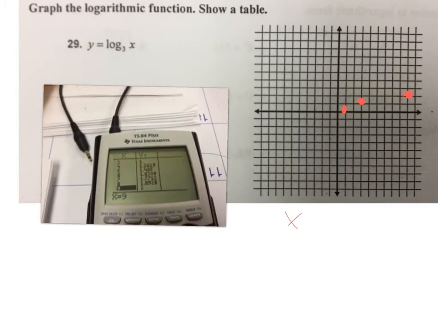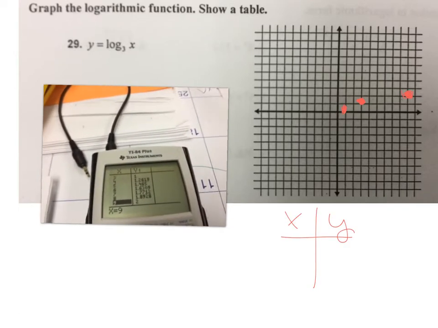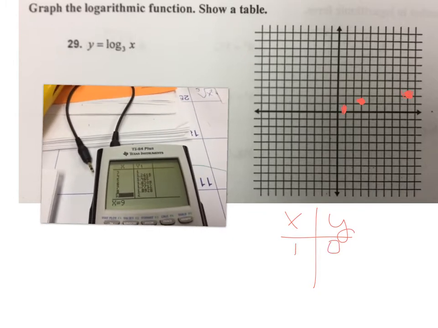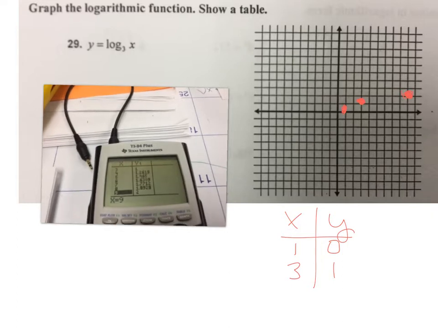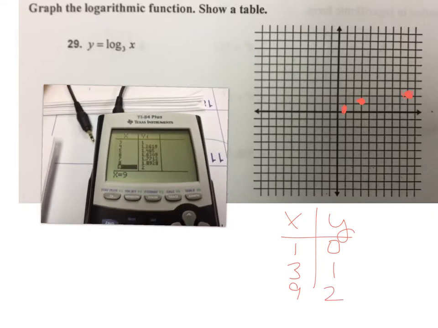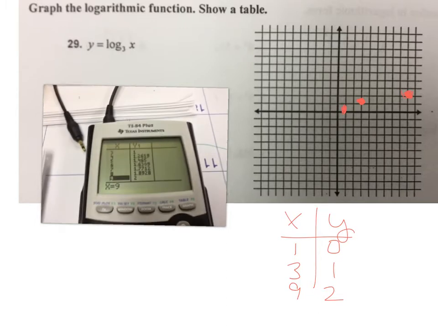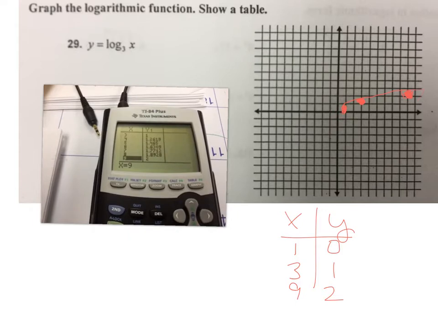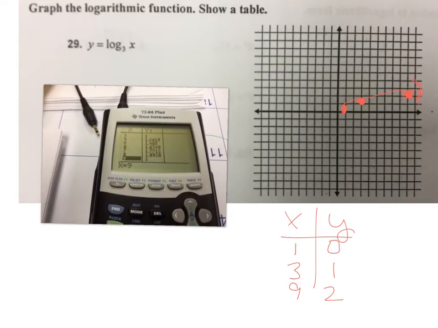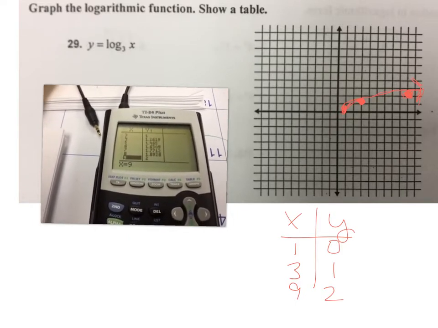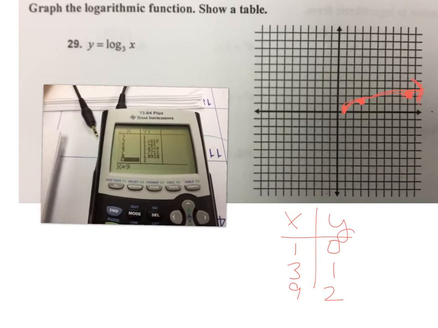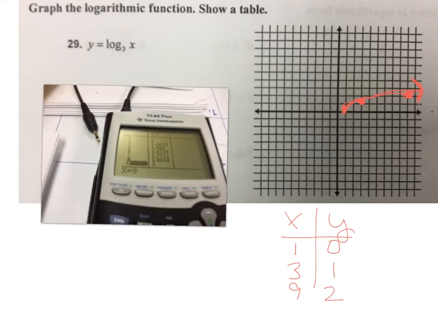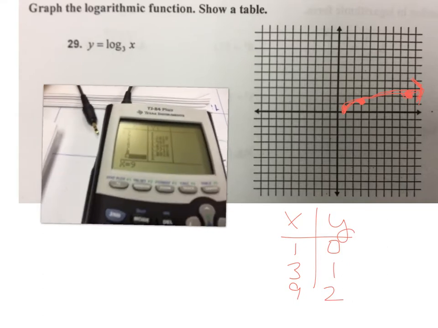So if I want to show my table, I may say that at 1, we were at 0, at 3, we were at 1, and at 9, we were up at 2. So those are some points on my graph. And now I will connect with a curve. Okay. So there is my logarithmic graph, y equals log base 3 of x.